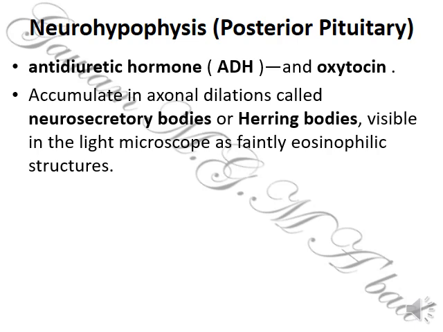Now, these secretions coming from the hypothalamus get accumulated in the posterior pituitary, and they form light pink colored structures. We call them Herring bodies. That is how we can very clearly distinguish it from the pars distalis, which has faintly eosinophilic structures.